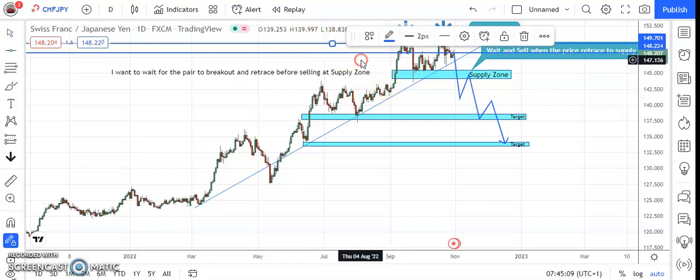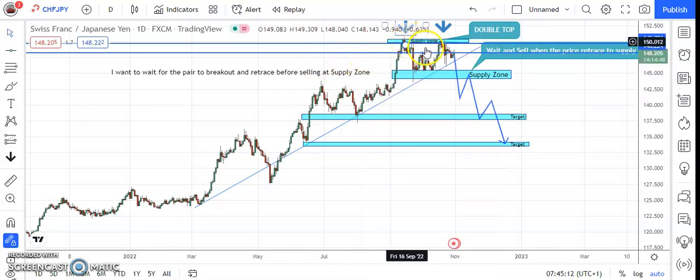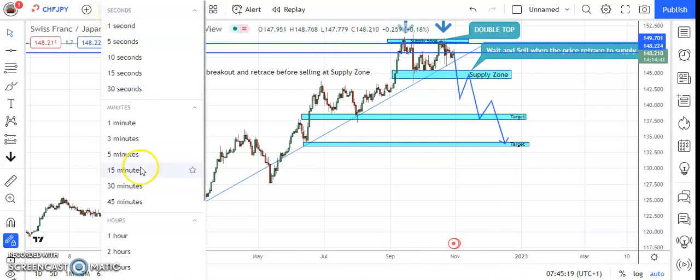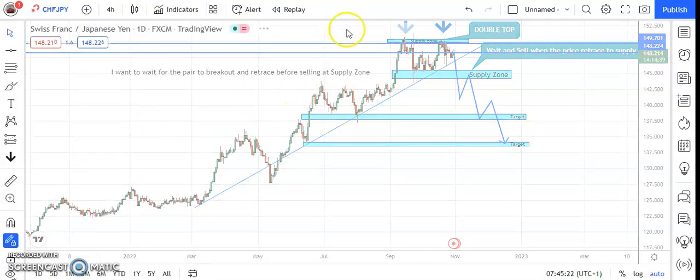So we've got like two resistance zones, which is also a supply zone here and here. So the pair is basically below that zone. Like if we go to the 4-hour time frame, we will see this.